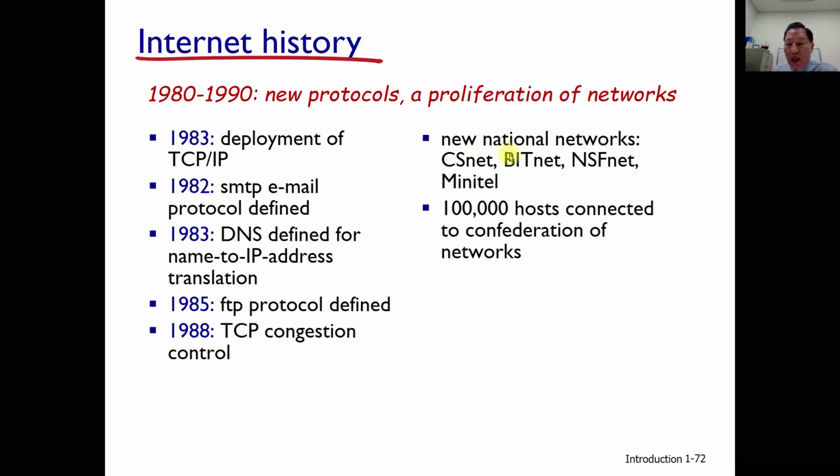During that time, new national networks were introduced, like Minitel in France. They were very successful at the time, but later failed in the long term utilization and application. Finally, the internet, with technology like Ethernet, became successful in the real world, and the internet is still growing in terms of the number of hosts connected.